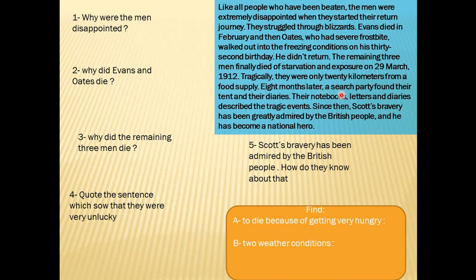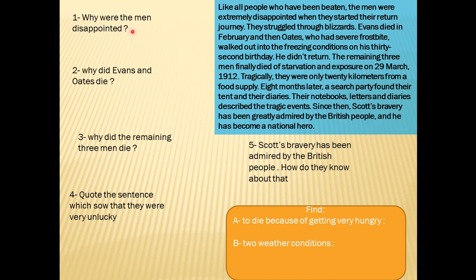Eight months later, a search party found their tent and their diaries. Diaries are a kind of notebook that people usually write their memories in. Their notebooks, letters and diaries describe the tragic events, the sad events. Since then, Scott's bravery has been greatly admired by the British people, and he became a national hero.